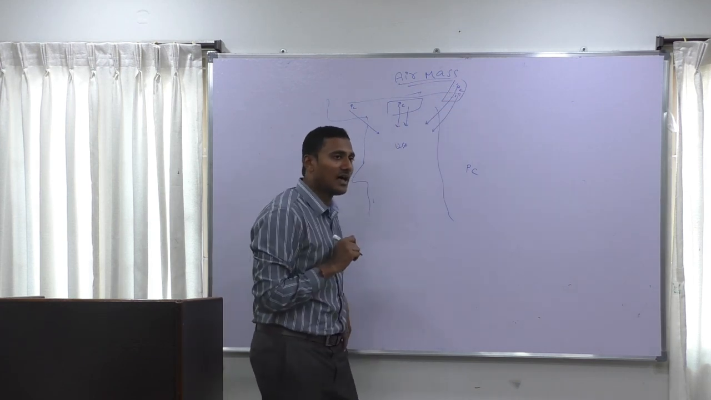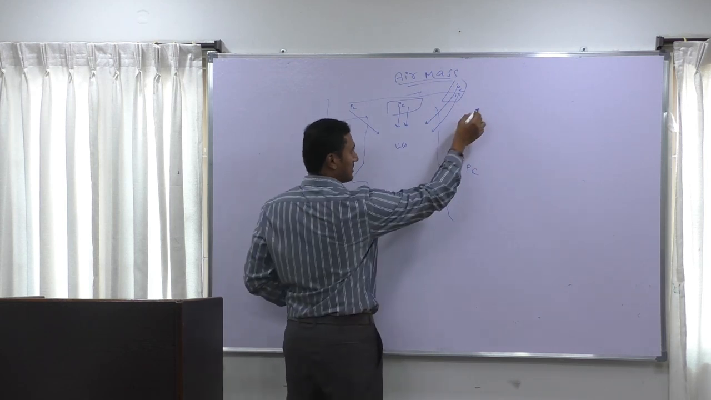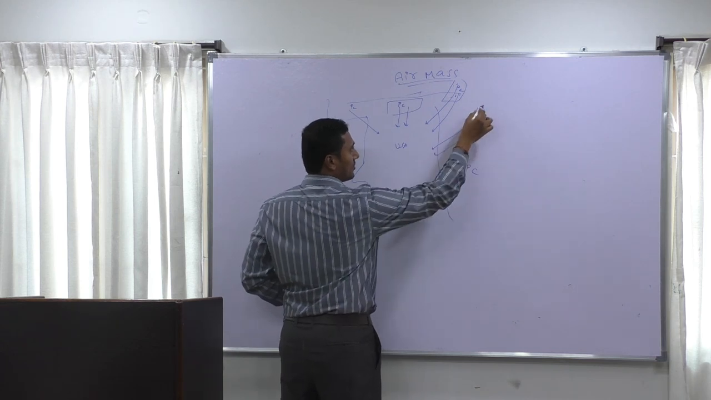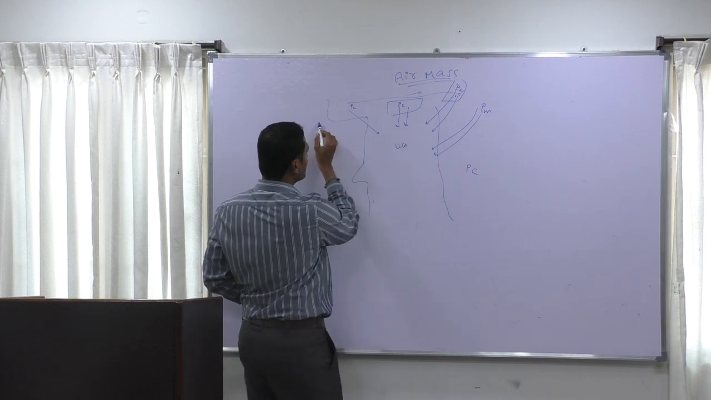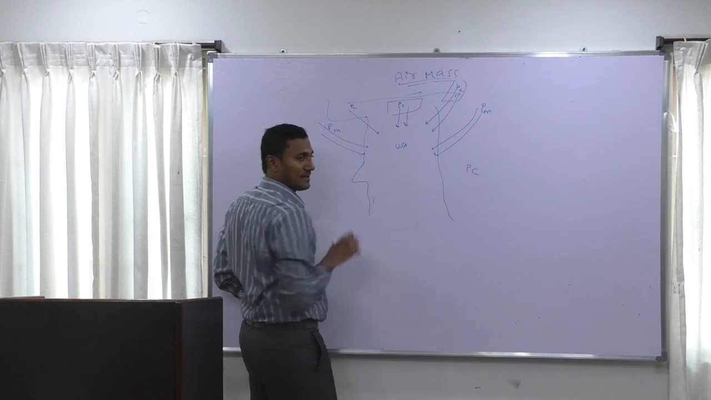Similarly, polar maritime also will come. Polar maritime from where? Both from the Atlantic Ocean. See, from the Atlantic Ocean they will come. This is polar only. Polar maritime, from the ocean. From the Pacific Ocean also polar maritime will come.